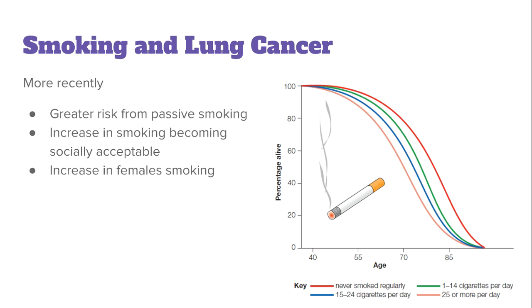And here's one graph of what happens to a person over time, depending on their level and the amount that they've smoked. More recently, they've shown that there's a greater risk from passive smoking of a person being diagnosed with lung cancer. More recently in society, there's been an increase in smoking because it might have been more socially acceptable. And more recently, we're also seeing an increase in the number of females smoking. And these three have been shown in society from a lot of these studies as well.